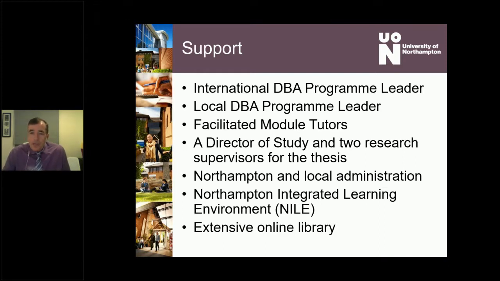At the thesis stage, you have a director of study and 2 supervisors, one who will be based in the Northampton campus, another who will be more local to whichever part of the world you're coming from. And the idea of that is that we call it a local supervisor, but it's really just somebody who has a particular knowledge of your context, of where you are, for example, the Middle East or Africa. There's administration in Northampton, and if ever you're lost, we can always help you locally at Stafford to find the right person.